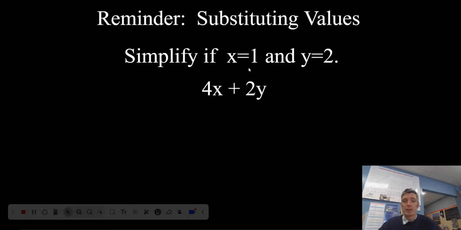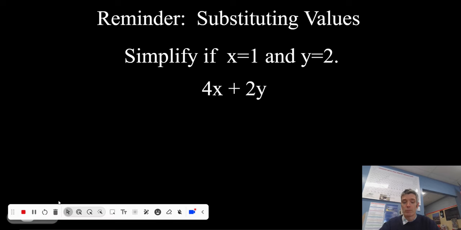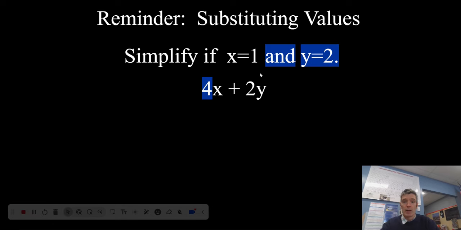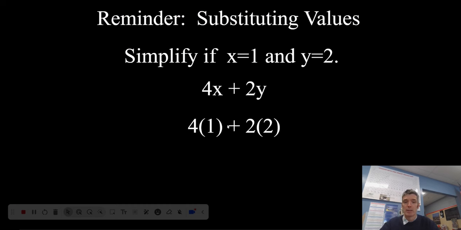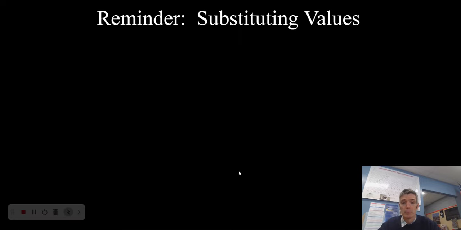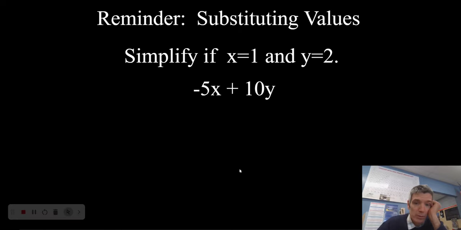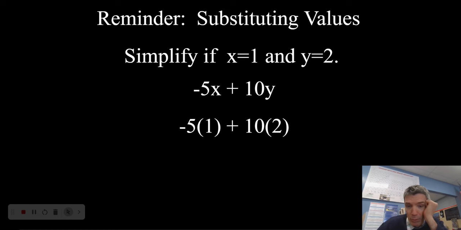Here's another one. I'm going to plug in the 1 for the x and the 2 for the y. What do I get? I get 4 times 1 and 2 times 2. What's 4 times 1? 4. 2 times 2 is 4. So I get 4 plus 4, that's equal to 8. All right, here's another one. This one's a little different because I have a negative, but 5 times negative 1 is just negative 5. 10 times 2 is 20. Add them up, I get 15.